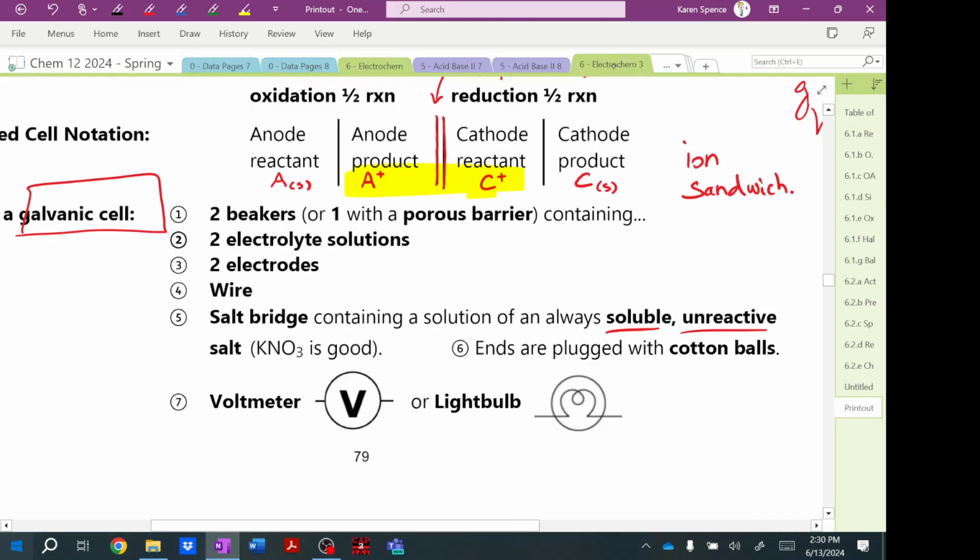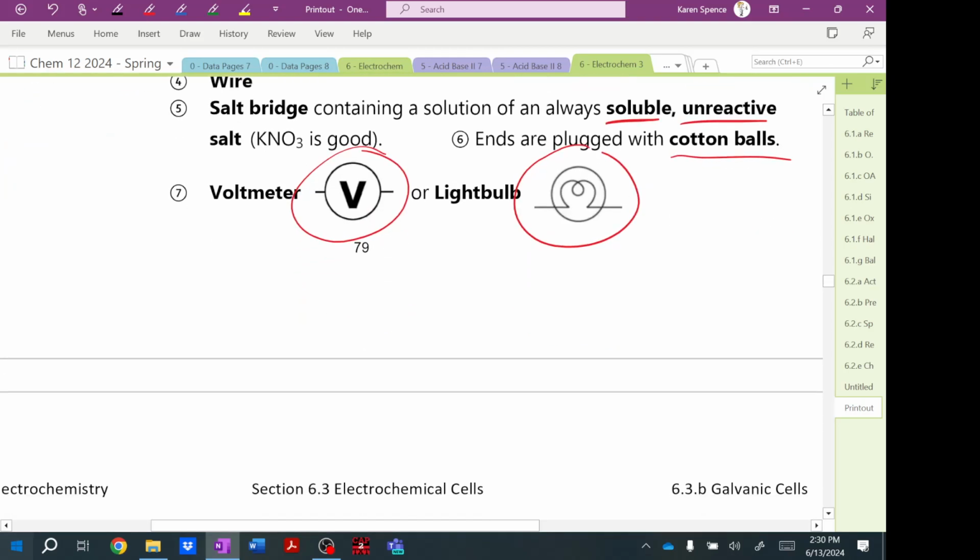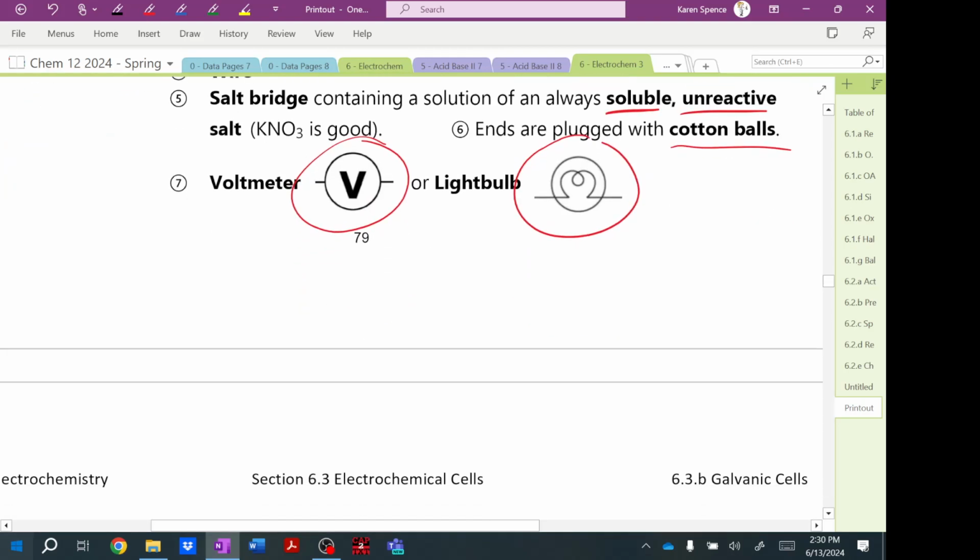There we go. You need to have the ends of the salt bridge plugged with cotton balls. And in order to prevent a short circuit, you should always have either a voltmeter or a light bulb in your cell. Although it makes me a little sad because the voltmeter should be connected in parallel, but we connect it in series because we're just being lazy and just drawing it in there. Pretend I said nothing. That was a physics reference.